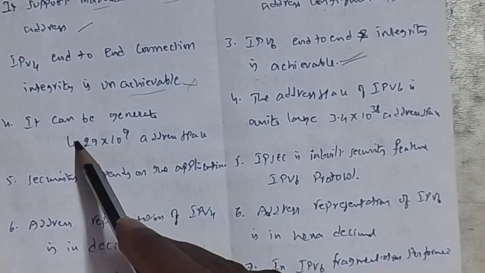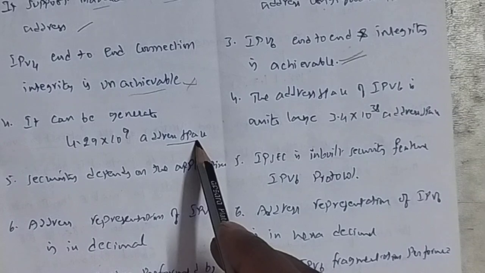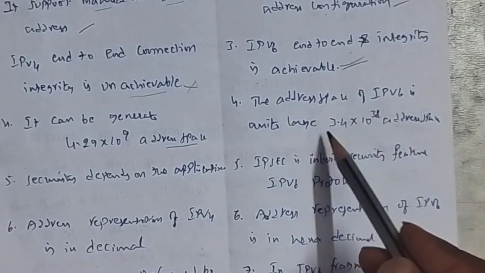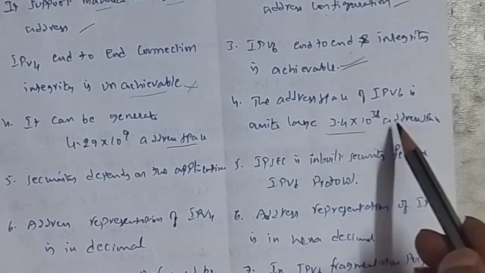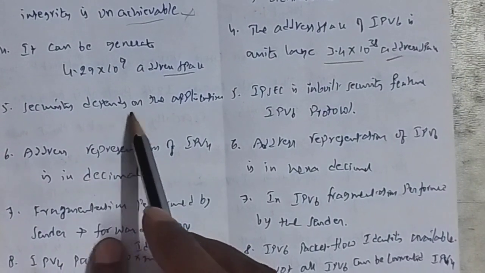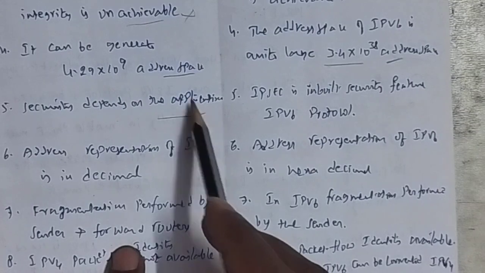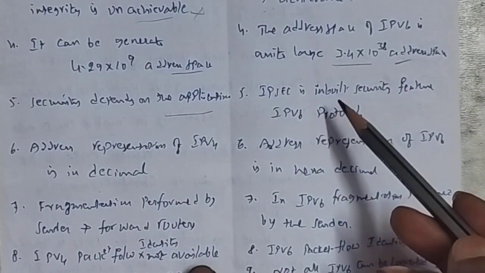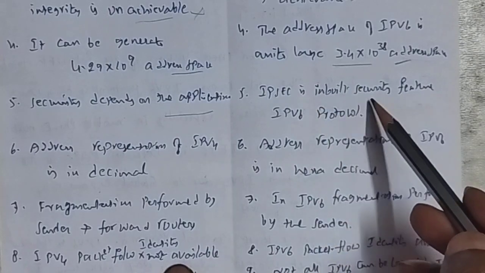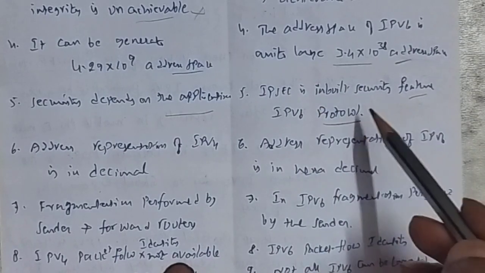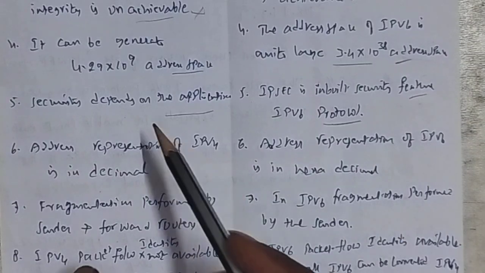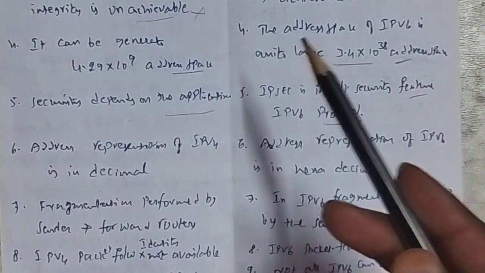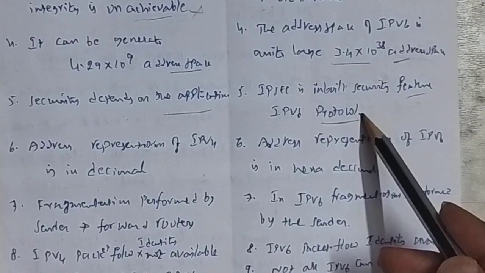IPv4 can generate 4.29 into 10 power 9 address space. What about IPv6? It will generate 3.4 into 10 power 38 address space. And in IPv4, security depends on the application, but in IPv6, security is an inbuilt feature.